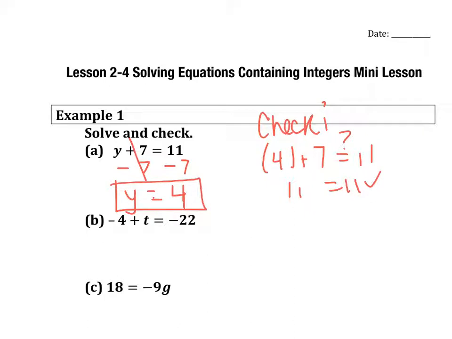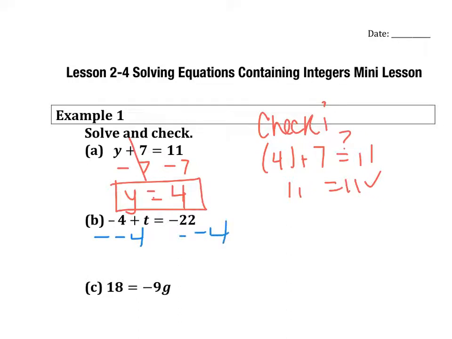Next, in letter B, we have negative 4 plus t equals negative 22. So again, we ask ourselves, what's the inverse operation? Now, please understand something. This 4 is negative, but it is being added to t. So the inverse operation is still subtraction, but now we are subtracting negative 4 from both sides.